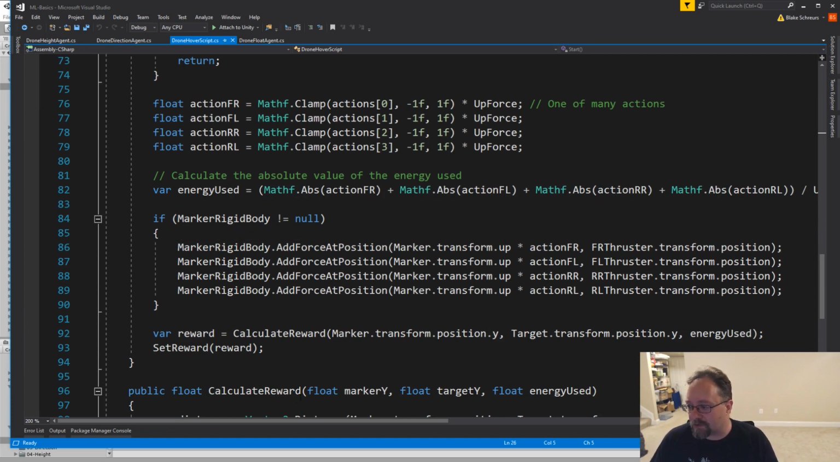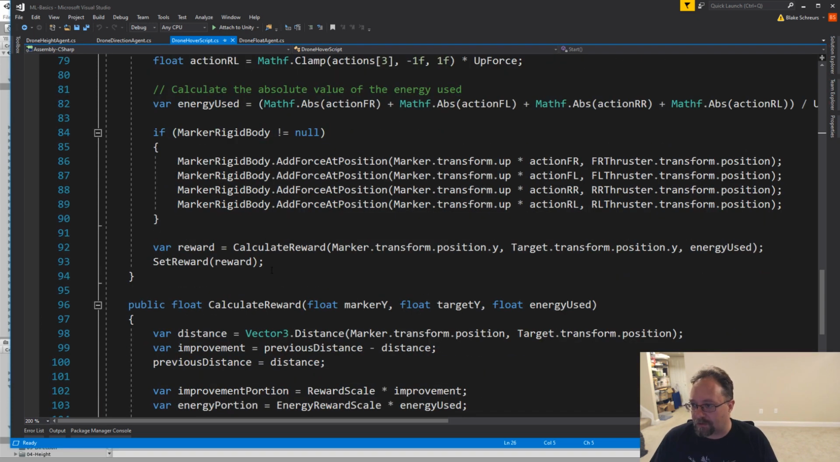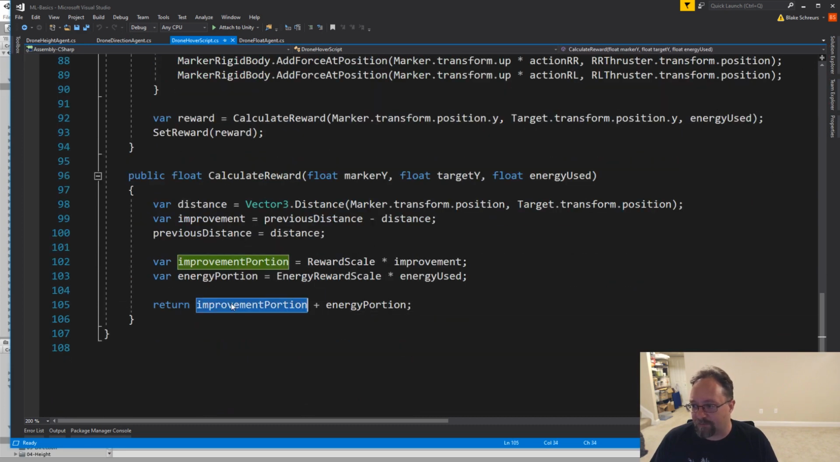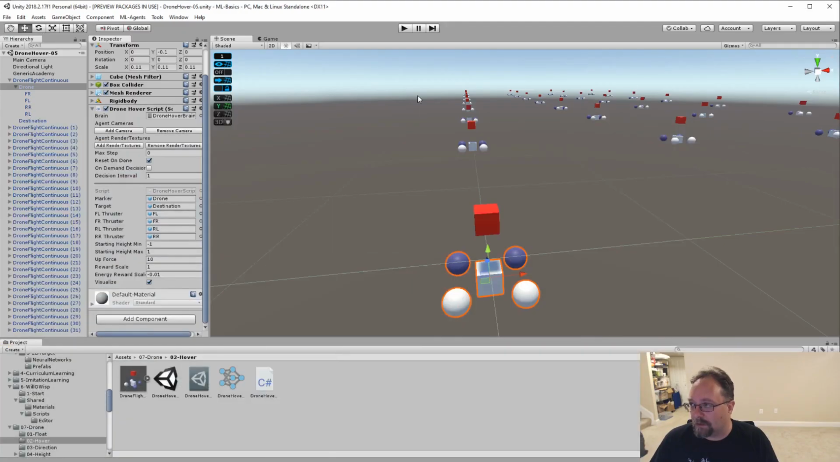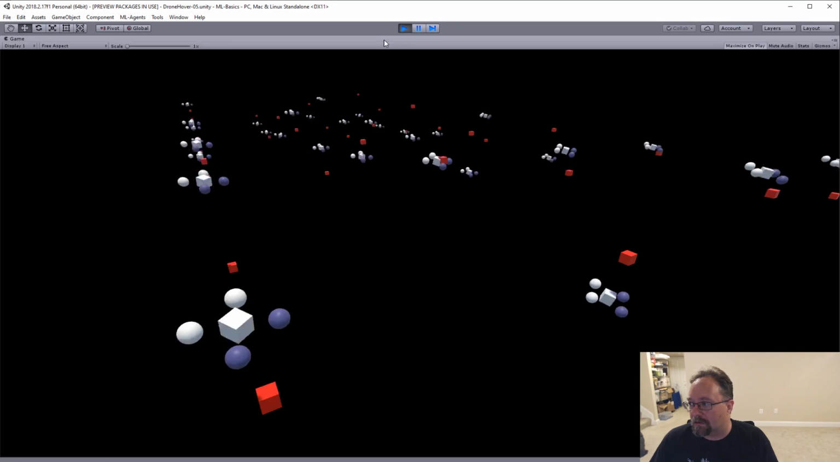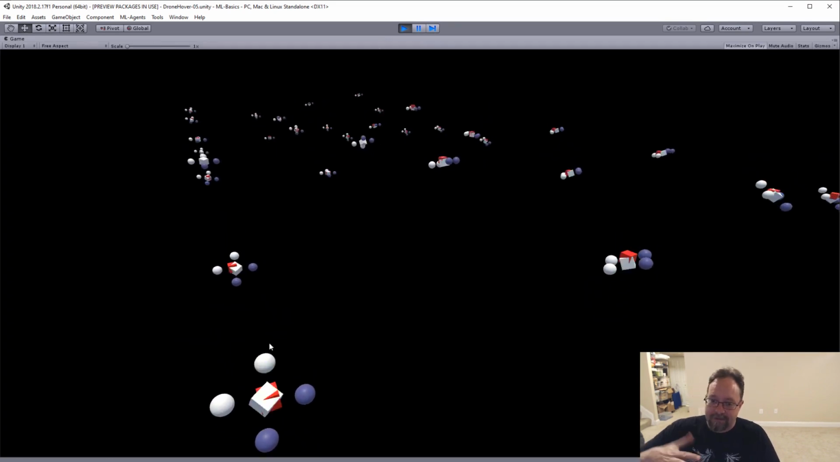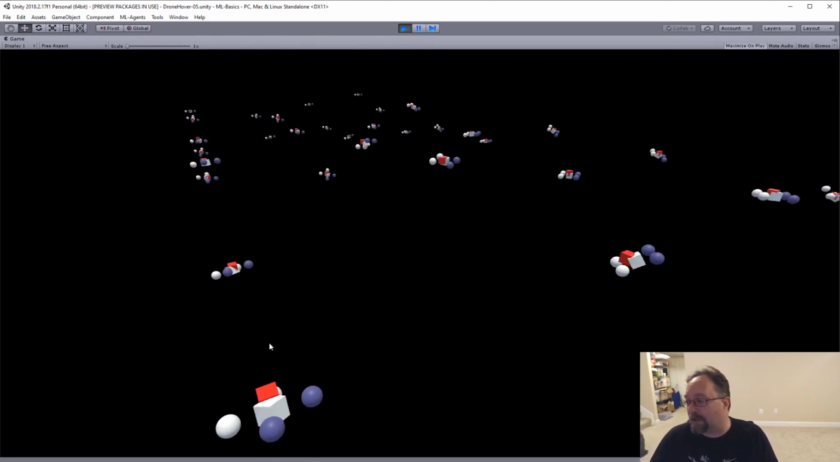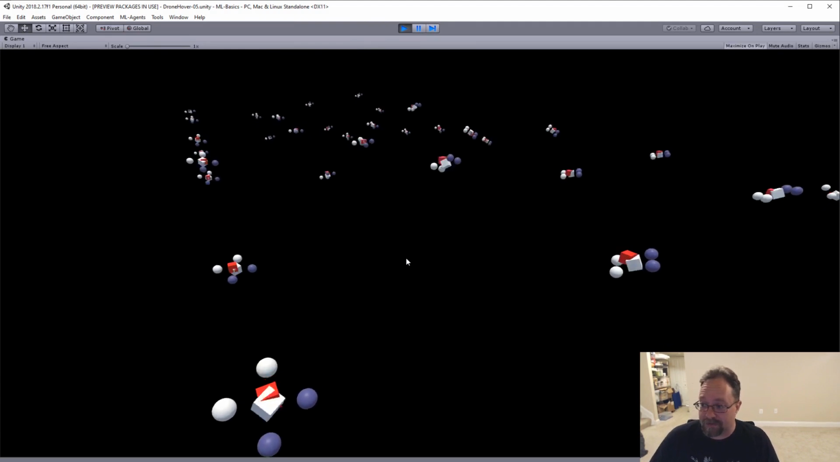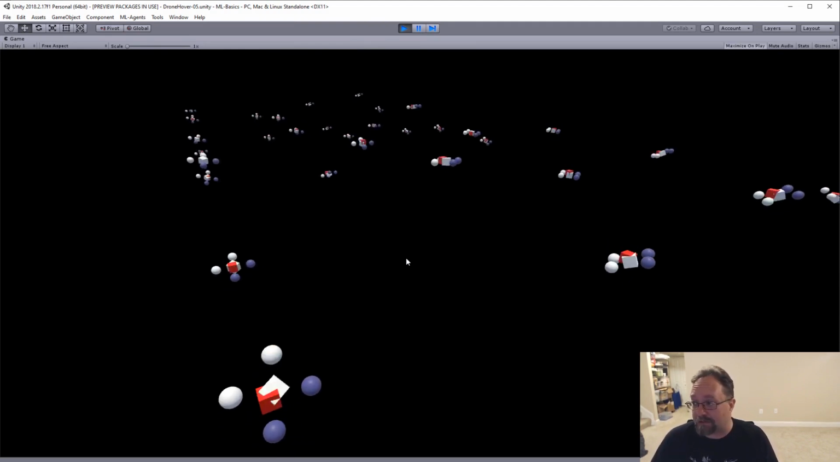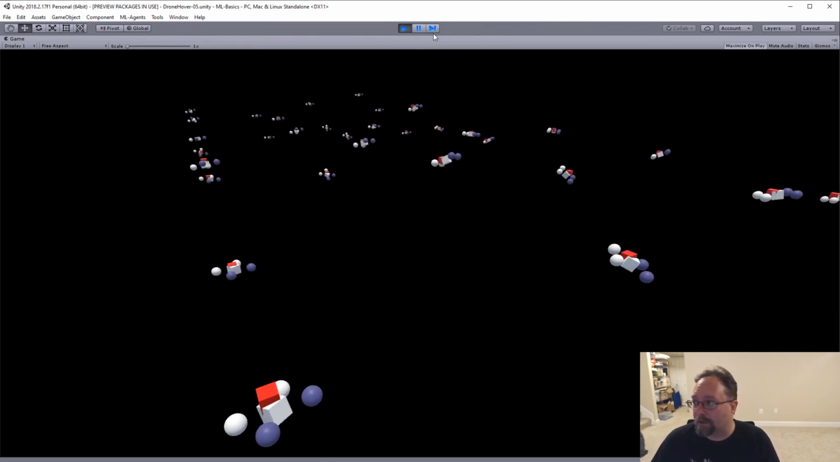Let's see here, marker rigid bodies. These were, again, we've gotten the inputs, so now we're adding the force at the position of the thruster. And then reward, we're calculating the reward, and so we have the improvement, so how much closer have we gotten, and then there is the energy reward scale, so we have the energy portion. So we're doing one calculation for how much have we improved getting to the marker, and then the other one for being energy efficient. And again, so when we play this, go ahead and see these guys come up, and they do this like flutter thing, which I never totally got rid of, but it looks pretty good. I mean, they're staying on the marker, right? They can move in 3 dimensions, but really they're just moving back and forth in one.